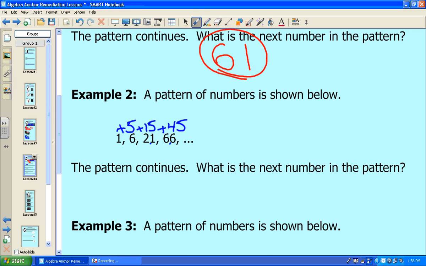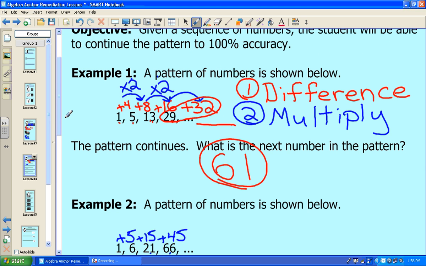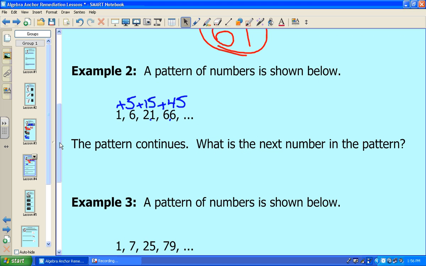Now these are all different numbers that you're adding, 5, 15, 45. So that's not the final pattern. There's still another step you have to do. You want to look at the numbers 5, 15, and 45, and you want to figure out, what do you multiply by to get from one to the next one? What do you have to multiply 5 by to get 15?